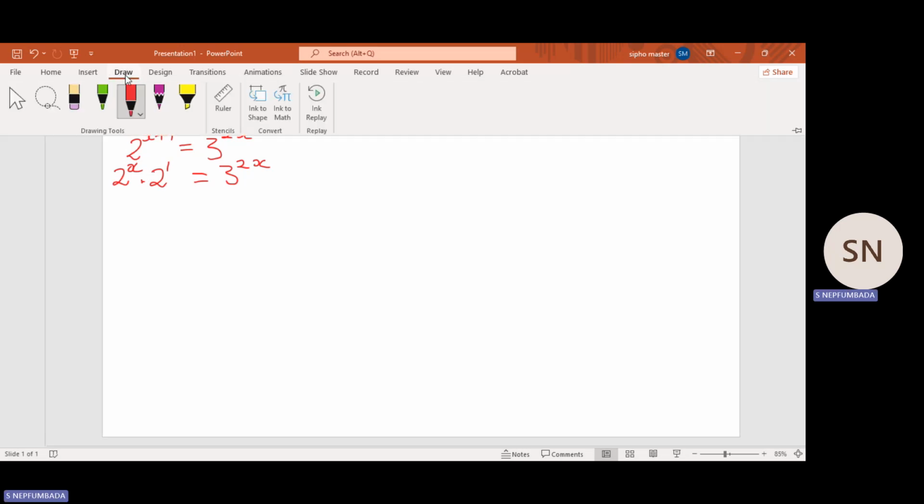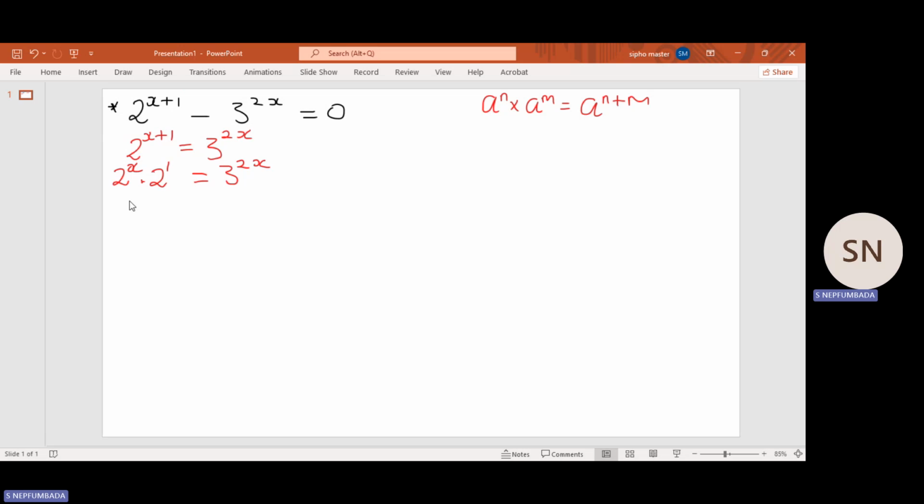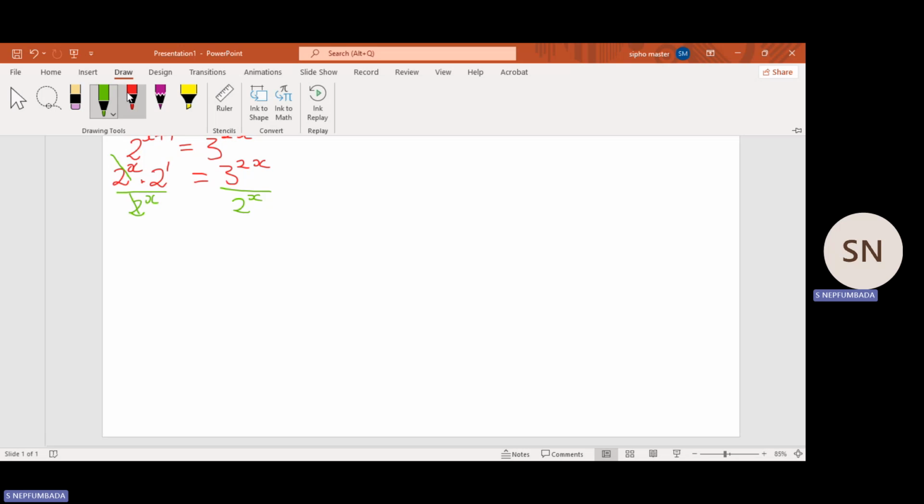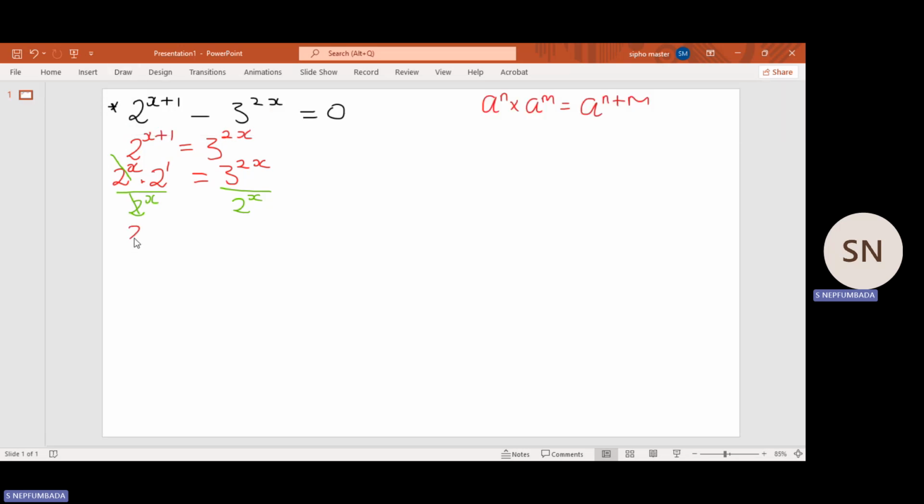We have to take the terms that have the exponent of x to the same side. It means we're going to divide both sides by 2 to the exponent of x. Then this one and this one cancel each other. Then we'll be left with 2 equals 3 to the exponent of 2x divided by 2 to the exponent of x.